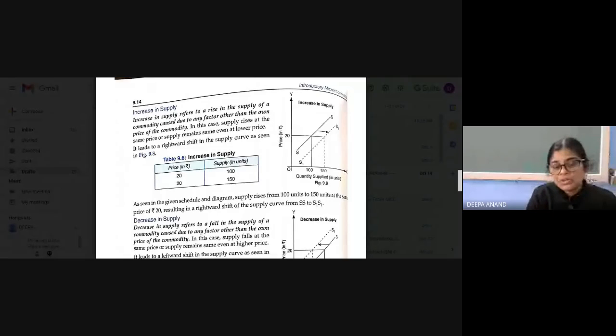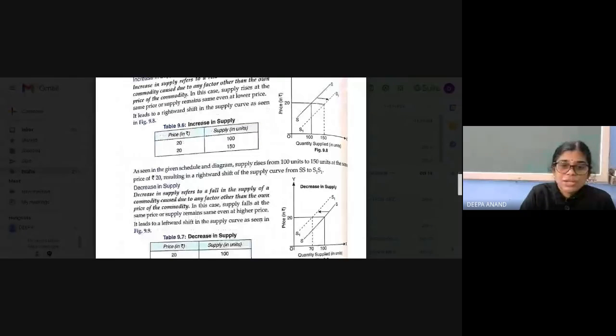Decrease in supply refers to a fall in the supply due to change in any factor other than the price. So यहाँ पर भी same example 20, इसको उल्टा कर सकते हैं, 150 से 100 हो गया और 100 से 70 हो गया, price remaining constant. Original supply line, then leftward supply line, that is decrease in supply, price on the y-axis and quantity supplied on the x-axis. So this is decrease in supply, and that was increase in supply. Just like that, you can make the decrease in supply.